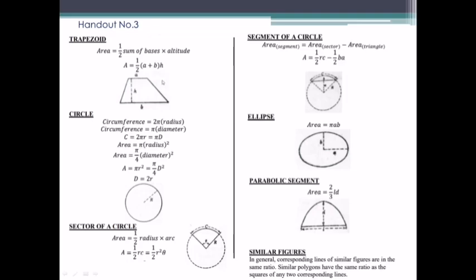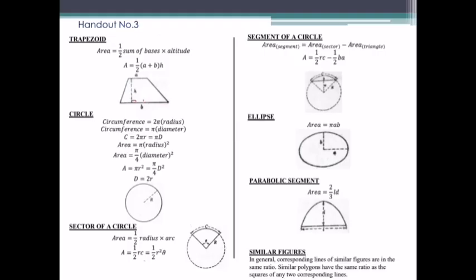Next is a trapezoid. Area is 1/2 the sum of the bases times the altitude. As you can see, in a trapezoid class, the bases are the parallel lines, this A and this B. That is why you have 1/2 the sum of the bases, with the measurement of this and this, and then times the altitude. For you to get the altitude, you simply draw a vertical line between the bases, perpendicular to the bases. That is your altitude.